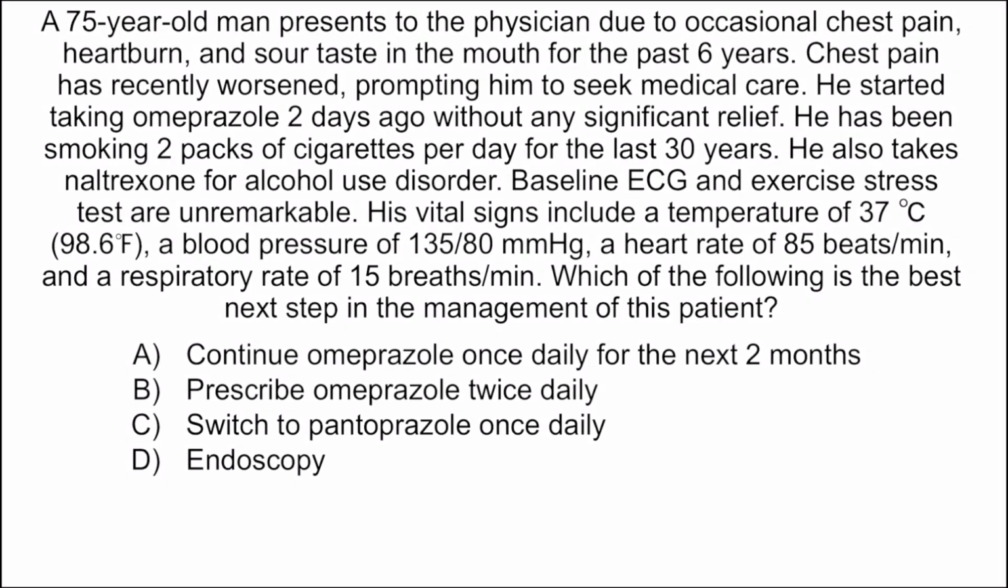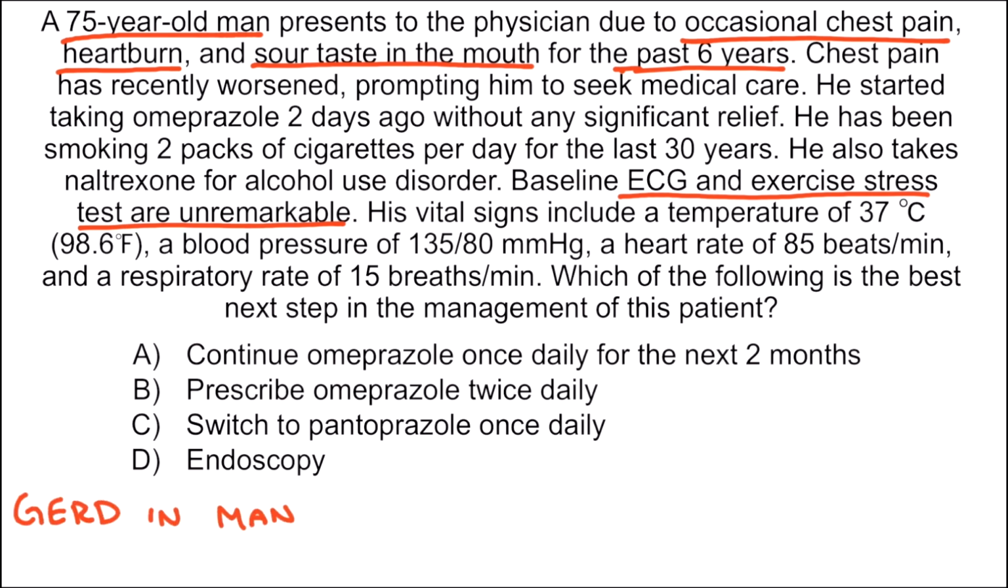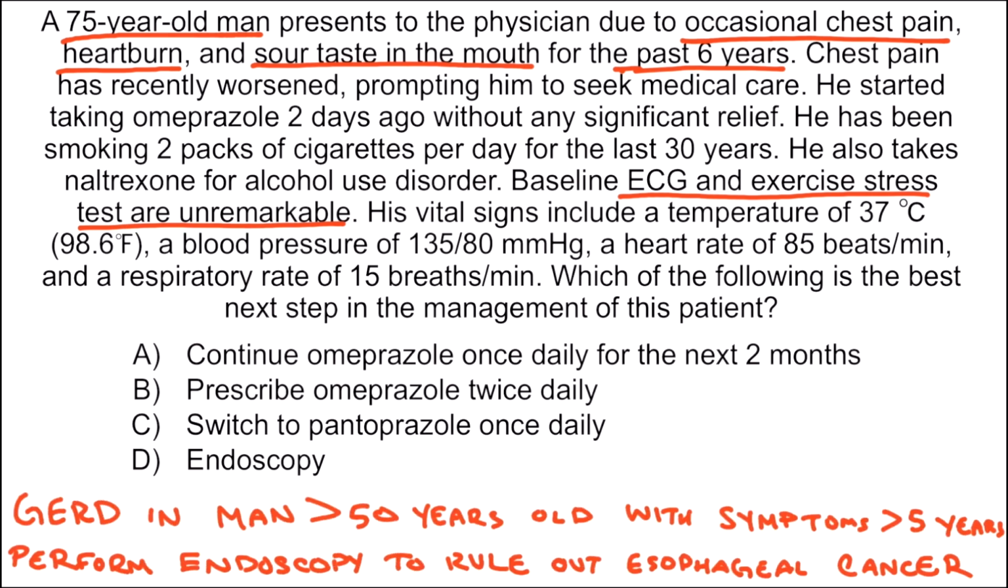D. Endoscopy. This patient presents with occasional chest pain, heartburn, and sour taste in the mouth for 6 years. Considering that baseline ECG and exercise stress tests are unremarkable, his symptoms are best explained by gastroesophageal reflux disease, or GERD. Since the patient is more than 50 years old and his symptoms are present for more than 5 years, he needs to undergo endoscopy to look for ominous causes of GERD like esophageal cancer. He's at particularly high risk for esophageal cancer considering his smoking and drinking history. So the correct answer is option D.